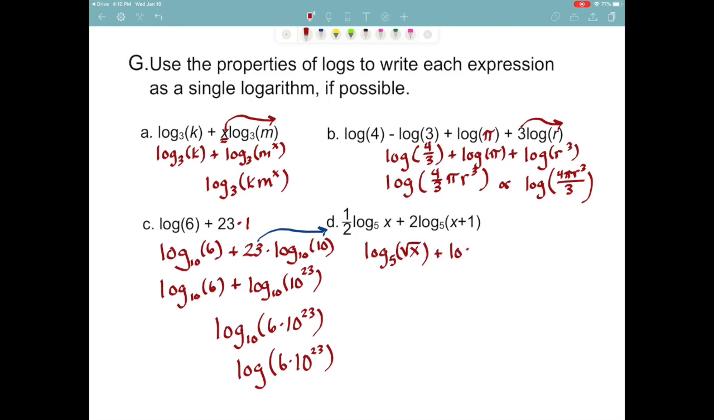Plus, we have log base 5, and we'll take our 2 and we'll move it up here. So we're going to say x plus 1 squared. And then let's put it together as one log. So log base 5 of the square root of x times the quantity of x plus 1 squared. And then I'll put parentheses around all of it because it's all part of the same log.